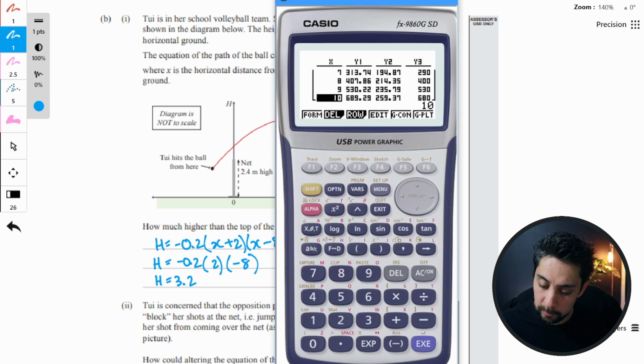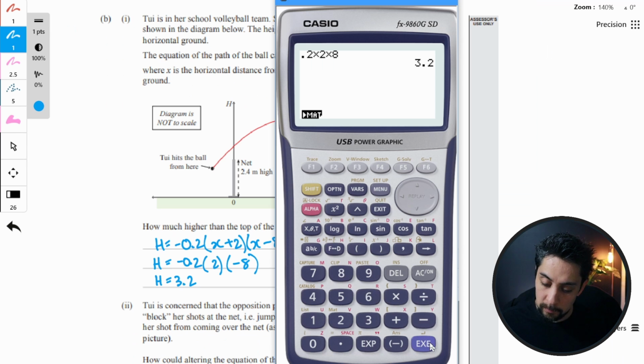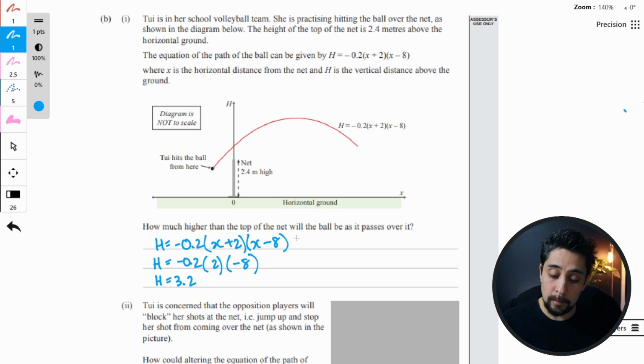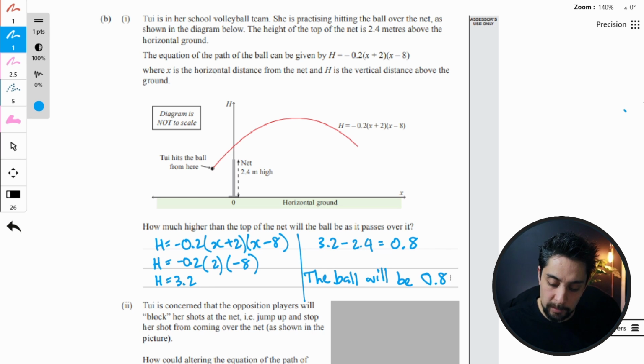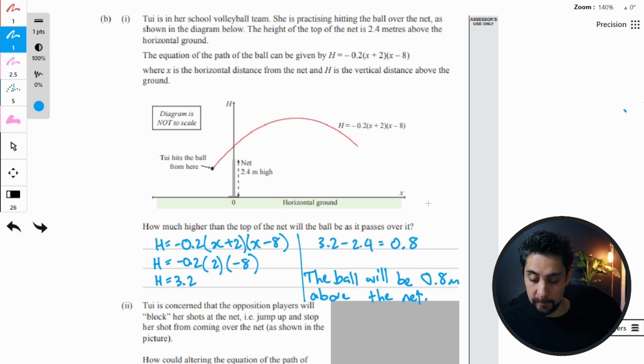I'll just double check that on the calculator. Is 3.2. Excellent. Okay, but the question asks, how much higher than the top of the net will it be? So we have 3.2 take away 2.4 is 0.8. It asked a question in English, so we replied in English.